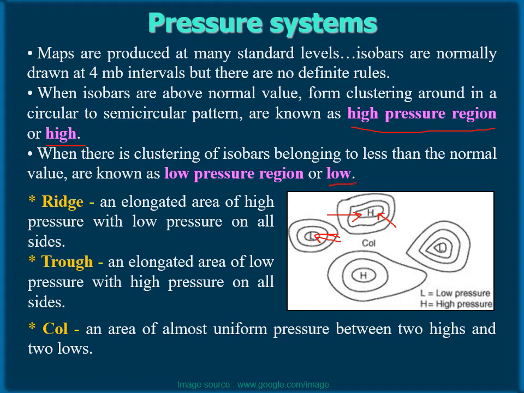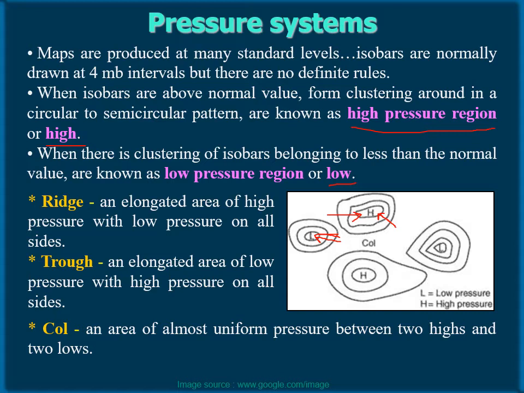Now often it is found that an outward extension of high pressure into a region of predominantly low pressure occurs. This elongated high pressure region shape is known as a ridge. Similarly, the elongated or extended low pressure area is known as a trough.